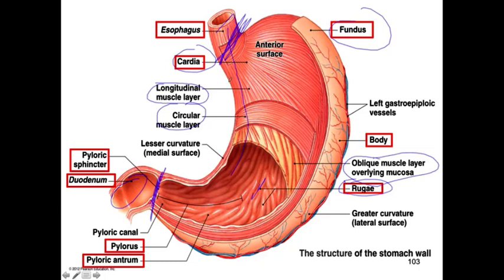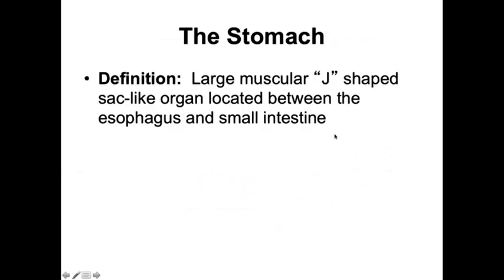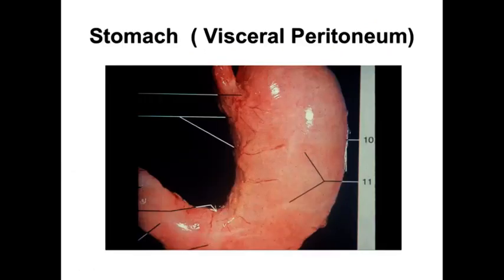This portion here is called the lesser curvature of the stomach. That's this concavity here, the smaller part, and the larger part on the right, that larger curvature, is called the greater curvature of the stomach. The stomach is a J-shaped organ. You can see it there.